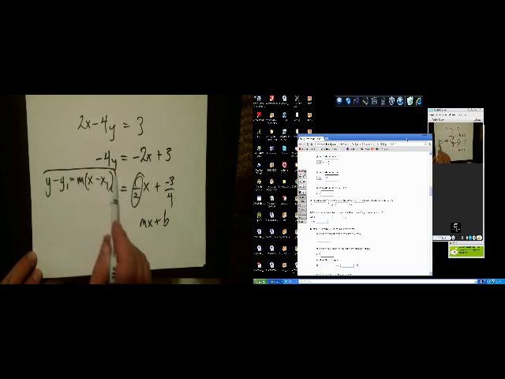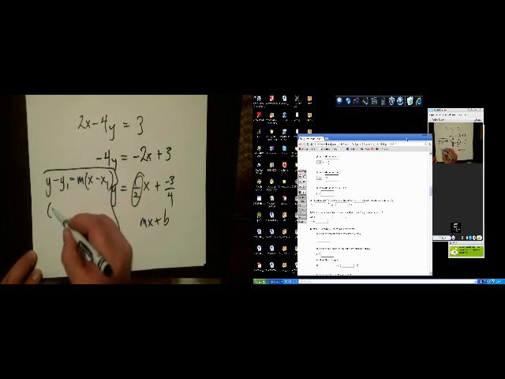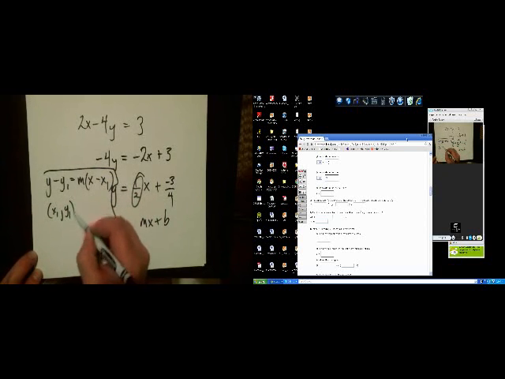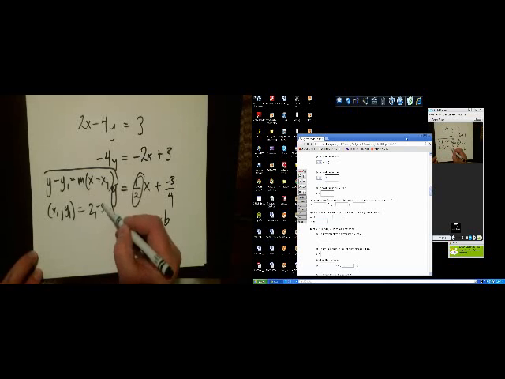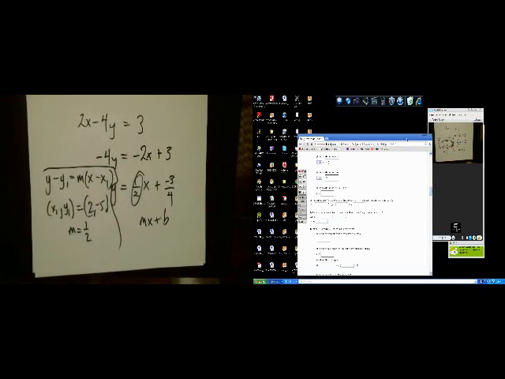Next, the recipe, point slope, and the point that we're getting is what? 2, -5? Yeah. X1, Y1 is 2, -5, and 1/2.